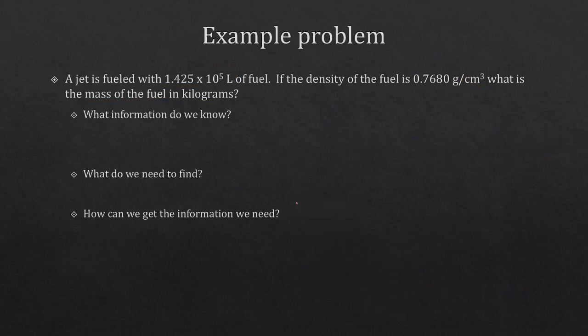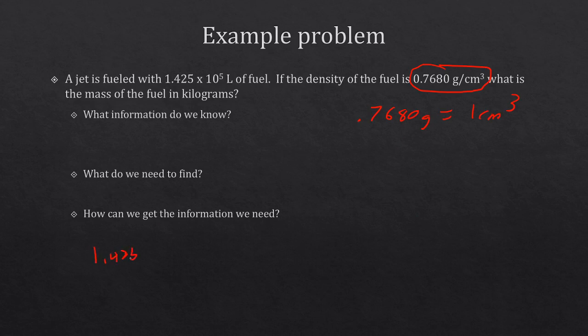Anytime you have an intensive property like this, I'm going to point out you can use it like a conversion factor. So every 0.7680 grams is equal to 1 cubic centimeter. So what that means is I can actually do this all in one line.